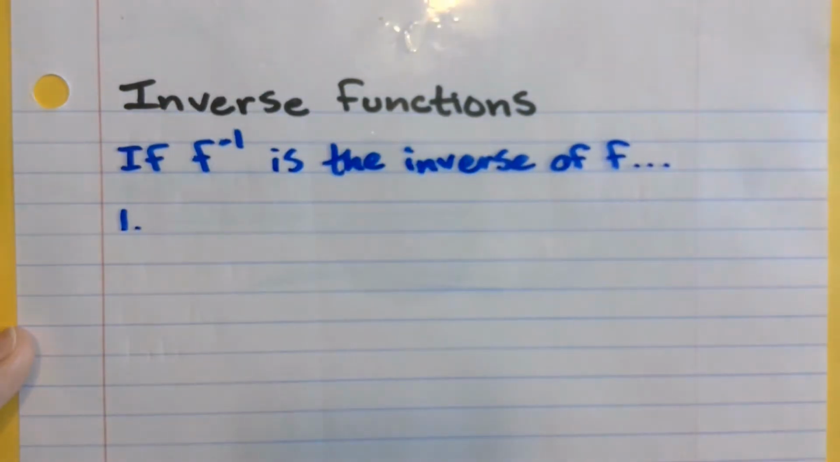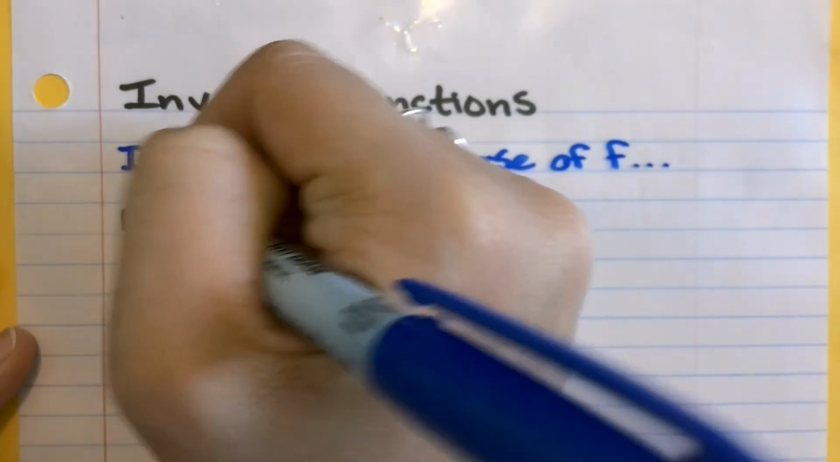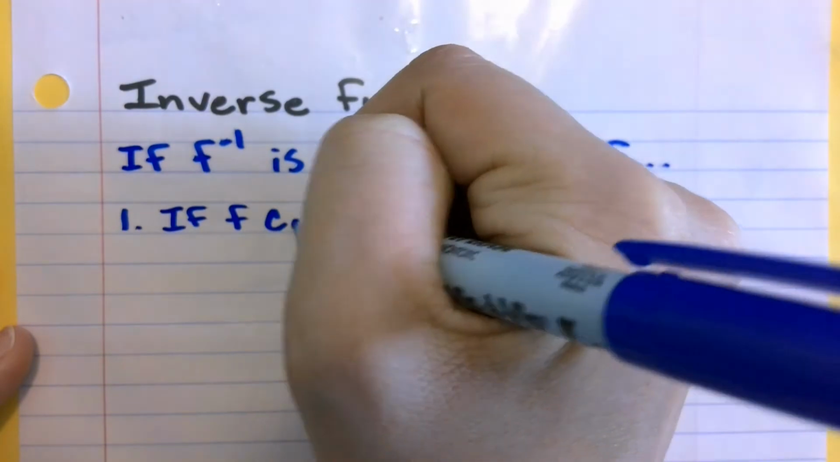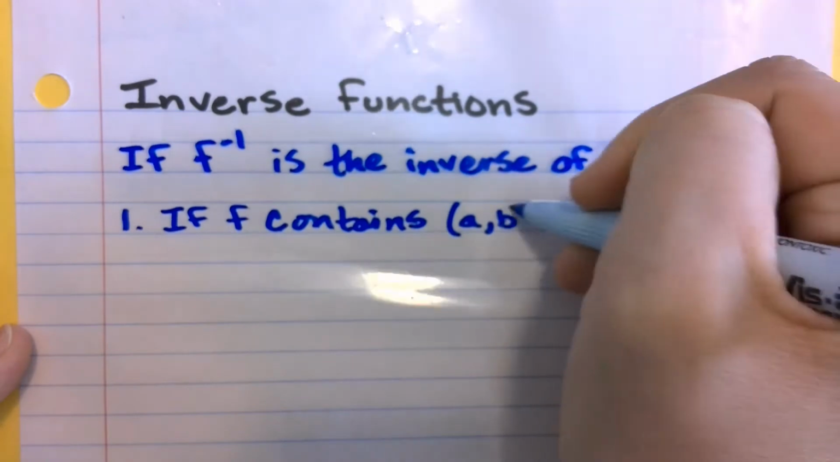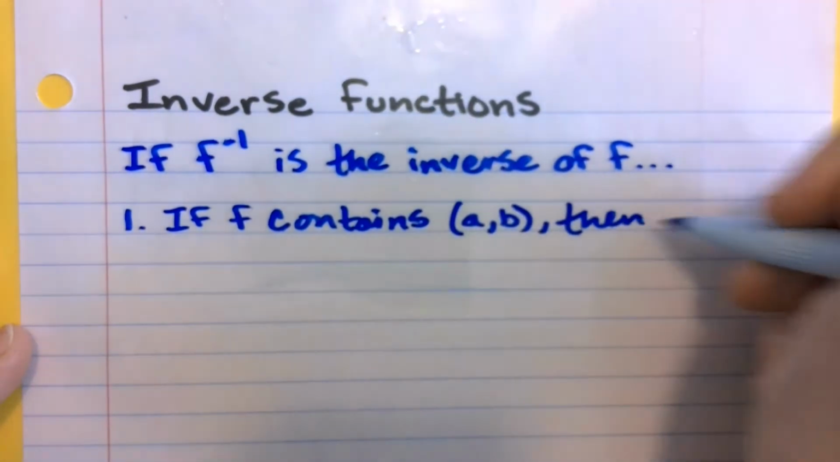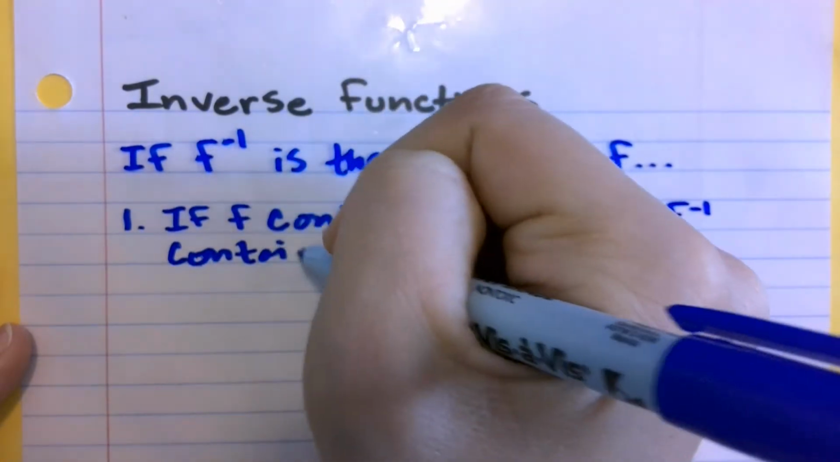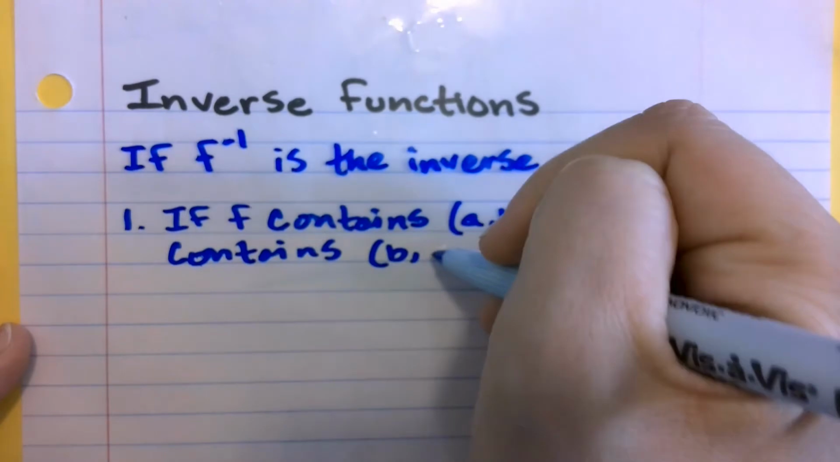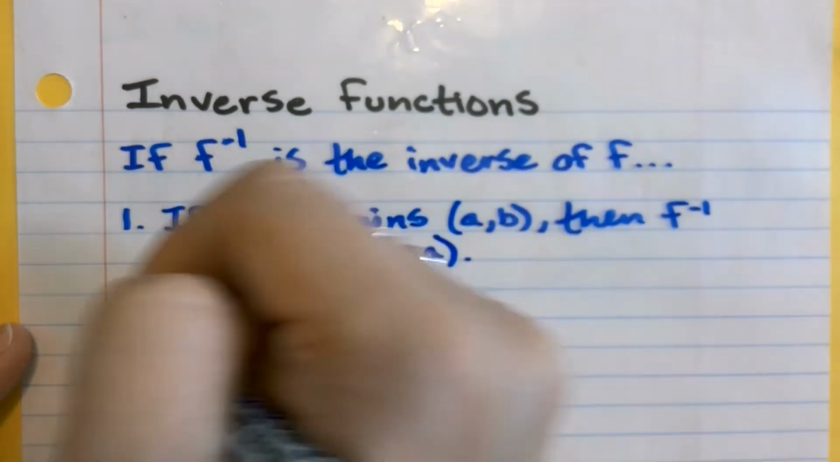So first, remember, if we have an inverse, that means that every single point is just flipping; the domain and the range flip. So for our number one, if f contains some point (a, b), then f inverse contains (b, a). That's the very first rule of inverses, really, that all of their points are inverted.